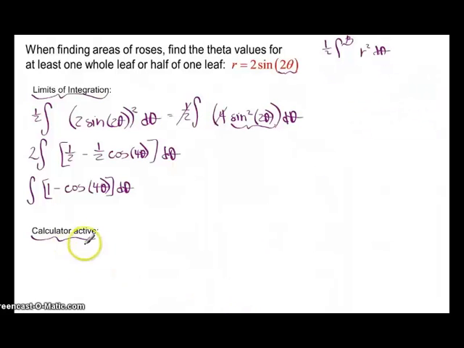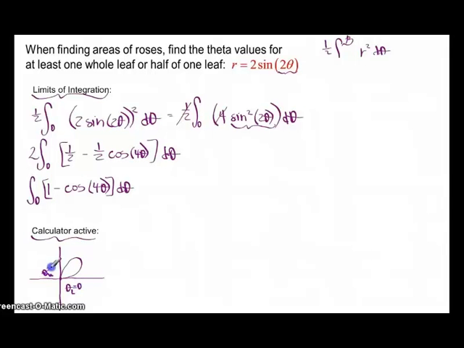Okay, so we know that in quadrant 1, we have a leaf. We know that the leaf begins at theta equals 0. That's going to be our lower limit of integration, so for every one of these, we can just put 0. We know we're going to start integrating at 0. Then we're going to see what theta is here. What is our upper limit? We'll call this theta sub u.